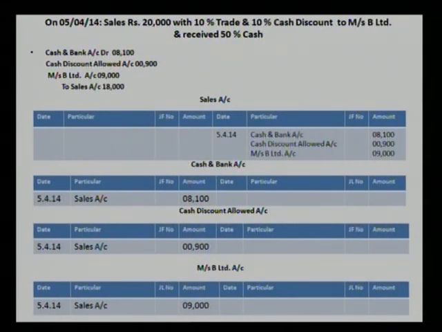Second part, we have to debit the cash discount account. It is account number 3. Again, we have to mention the date, we have to mention the name of the counter account. In this transaction, we have to mention the sales account, and the amount will be 900 rupees.